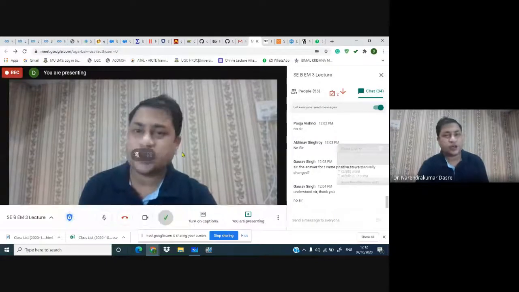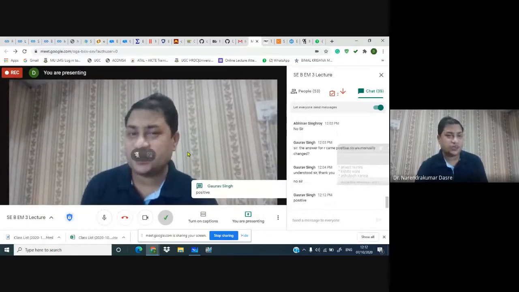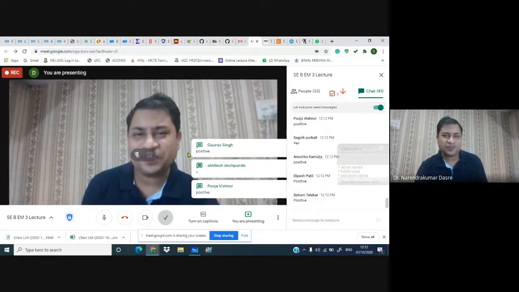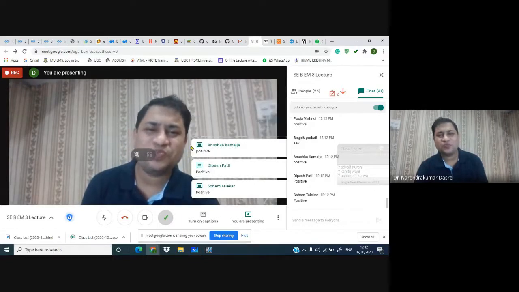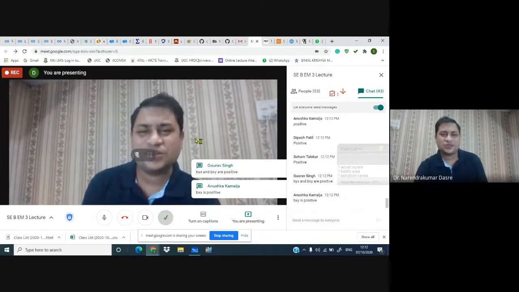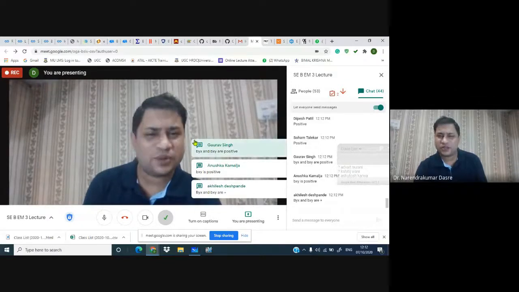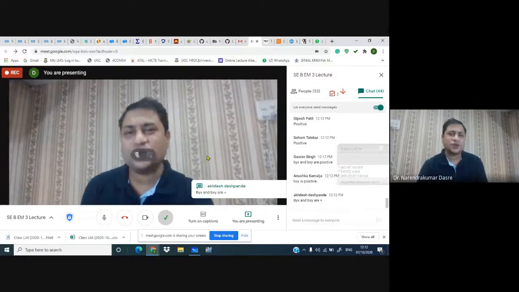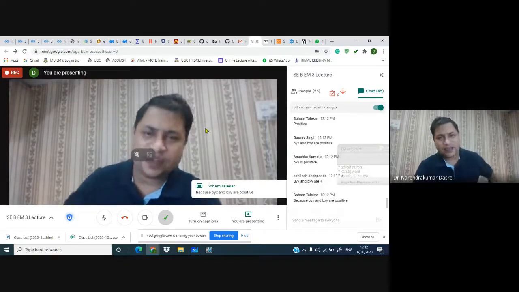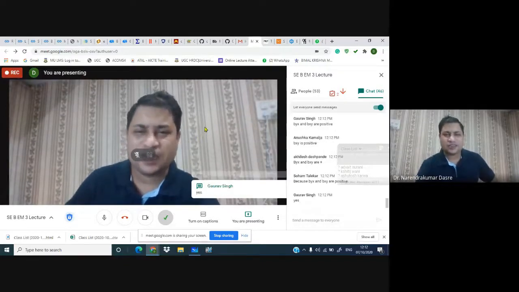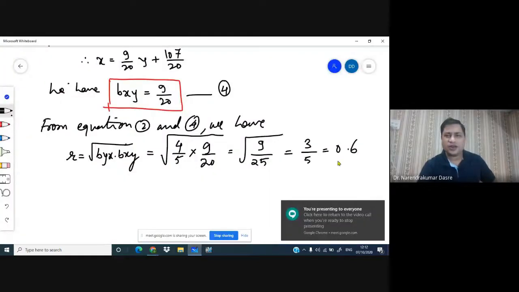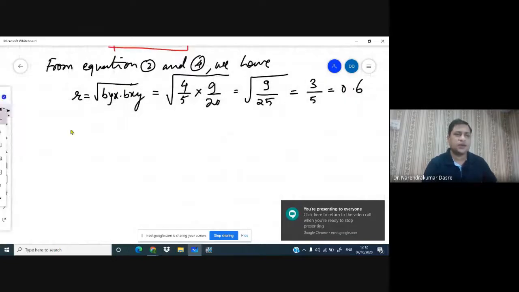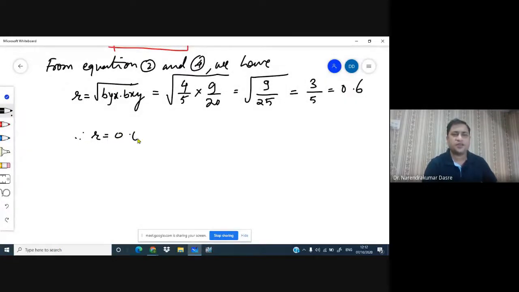Now tell me whether it will be positive or negative, because I am considering the square root. Why is it positive? Correct. You have byx and bxy positive. That's why r is positive. So you got the idea now of how to decide the sign of the coefficient of correlation. That's good. Now you got this is going to be 0.6, so we got r is equal to 0.6, which is positive.